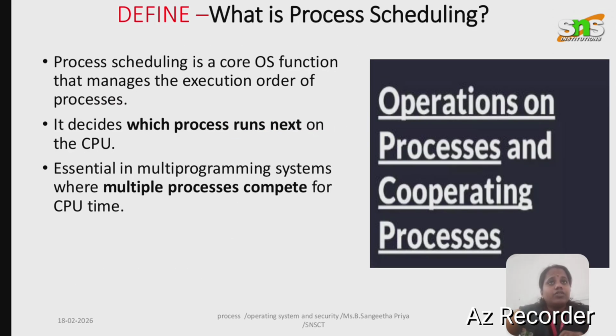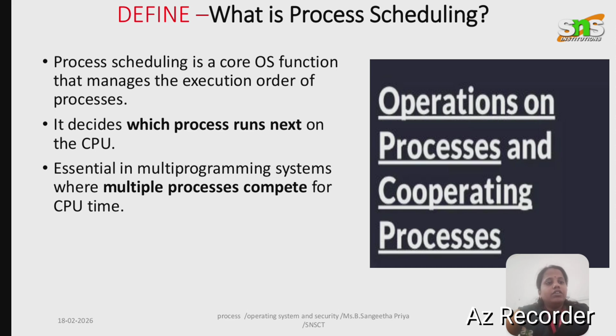First, what is process scheduling? Process scheduling is the core function of an operating system. It decides which process runs next, how long it should run, and when it should stop. Why is this needed? Because in a multi-programming system, many processes are ready, but only one CPU is available. So scheduling is about sharing the CPU fairly and efficiently.